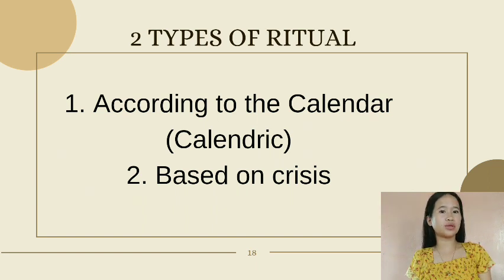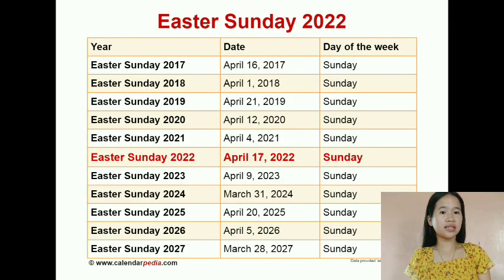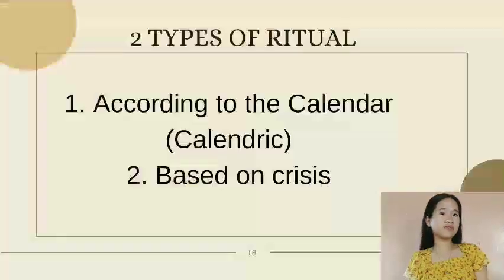First is the calendric rituals. Calendric rituals are scheduled and repeated at specific times or on particular dates, often based on religious or cultural calendar. These rituals can mark significant events, seasons, or important cultural or religious observances. For example, Easter Sunday is a calendric ritual in Christianity celebrating the resurrection of Jesus Christ. It occurs on a specific date each year, the first Sunday after the first full moon following the vernal equinox.